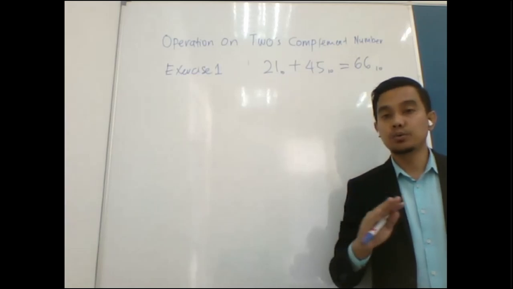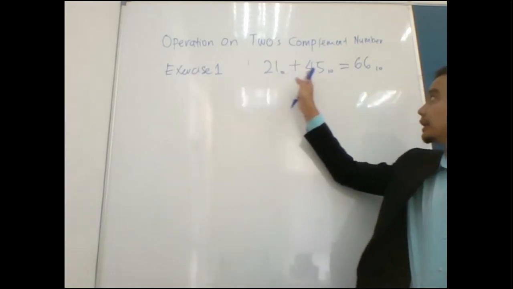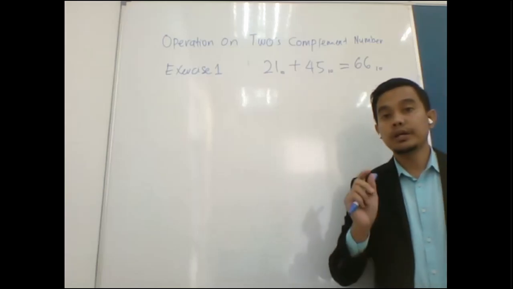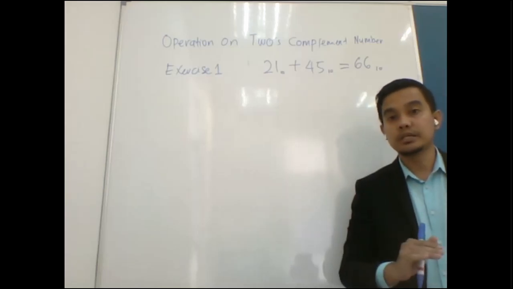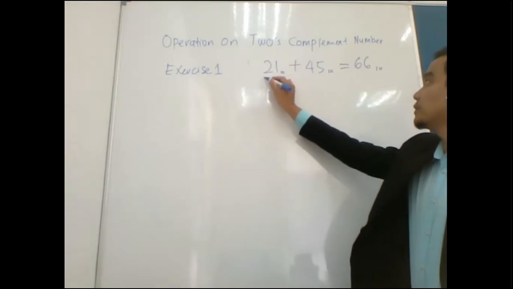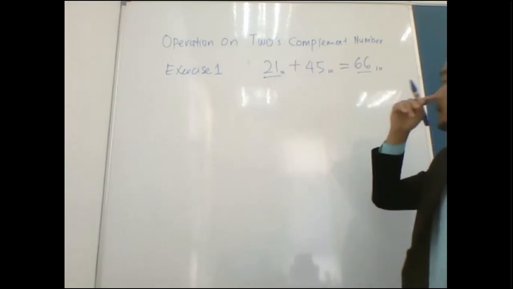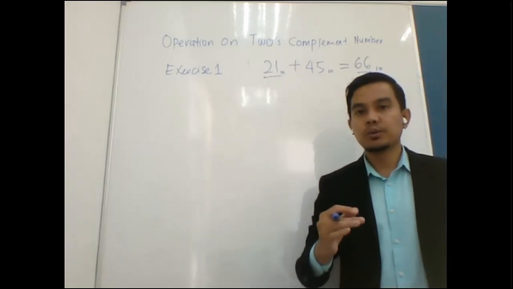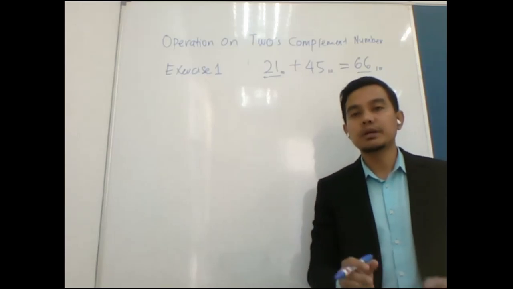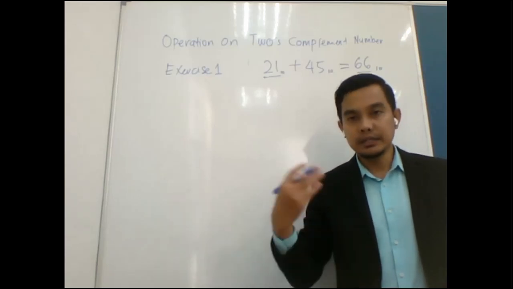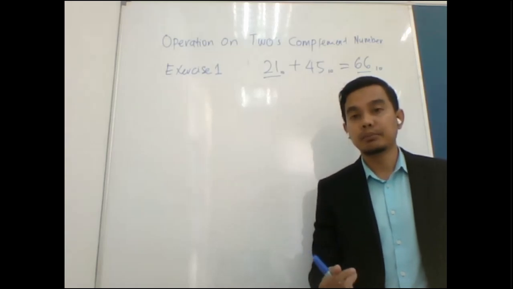The first thing is you do the calculation, and then among these three values we look at which one is the highest and which one is the lowest. So we can see here the lowest is 21, the highest is 66. We want to determine the bits. Okay, the second step is we determine the number of bits.